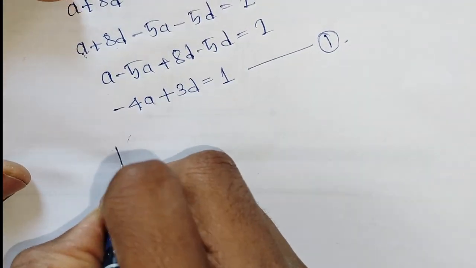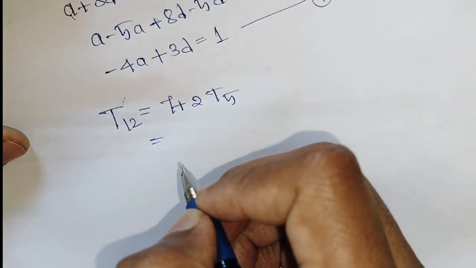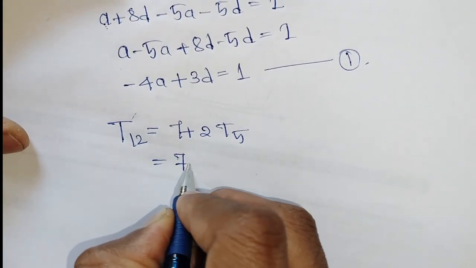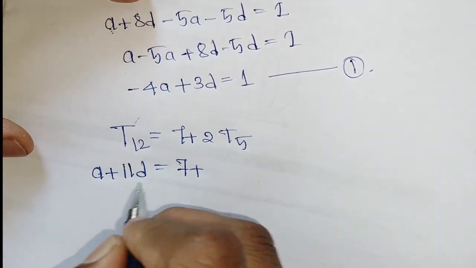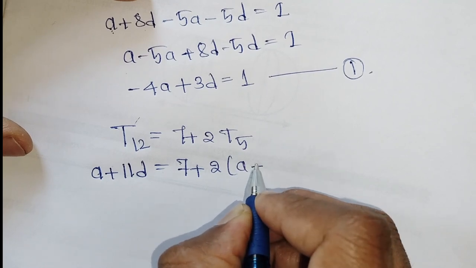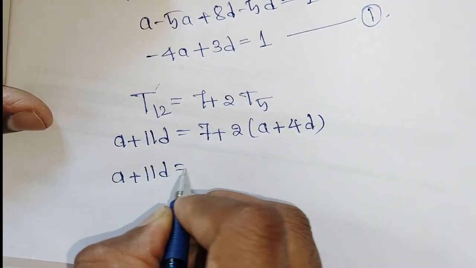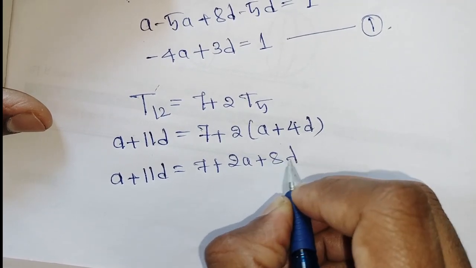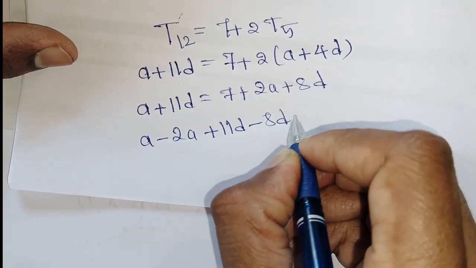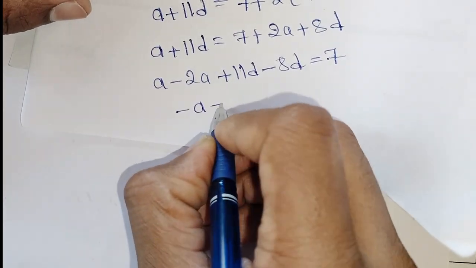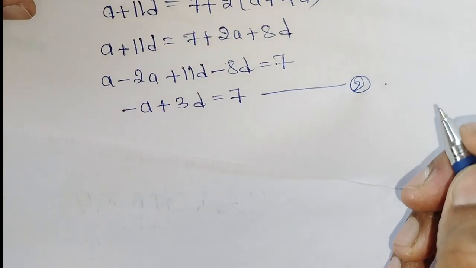And the second relation is T12 equals 7 plus 2 times T5. Term number 12 is A plus 11D, and 2 times the term number 5 is A plus 4D, and that becomes A plus 11D equals 7 plus 2A plus 8D, and A minus 2A plus 11D minus 8D equals 7, and that becomes minus A plus 3D equals 7. Okay, this is the other relation.